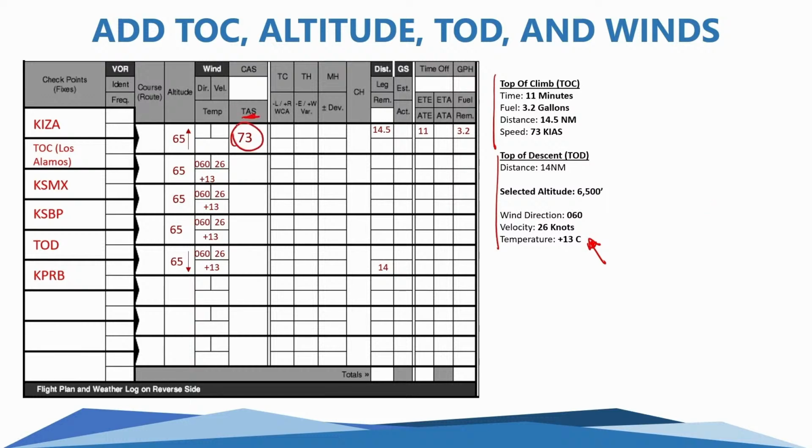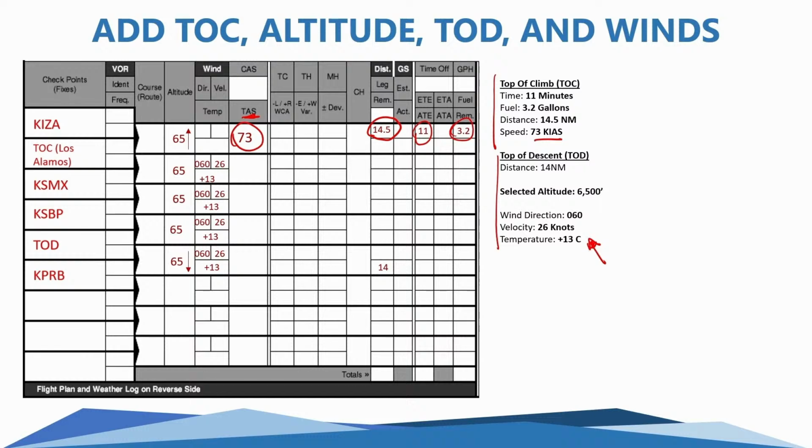Okay. The other pieces of information that we can throw in here is our true airspeed. We've come up with the value of 73 knots based upon our top of climb chart. So that is the value that we're going to plug in there. We also know that it's going to take us 14.5 nautical miles to get to 6,500 feet. And they already give us a couple of the calculations. Our estimated time en route, meaning how long is it going to take us? 11 minutes. And we are going to burn roughly 3.2 gallons of fuel.